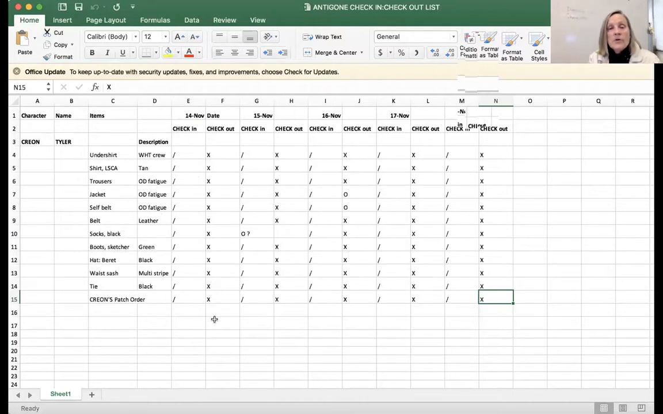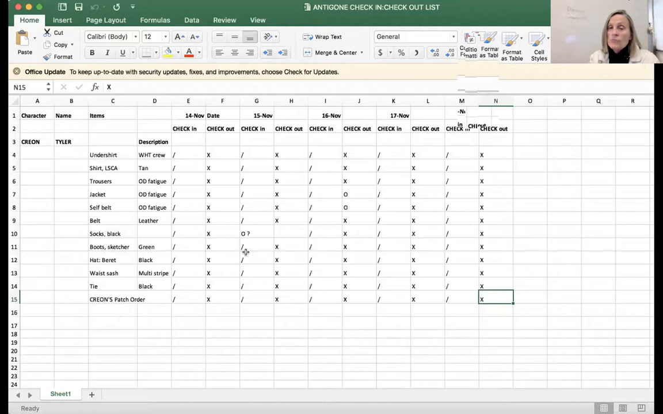Now, why do you need that for every day? Well, what if there's laundry? So on November 15th, we were looking at yes, undershirt, yes, shirt, jacket, self belt. Whoops, where's the socks? Then we're looking for socks. Okay. Then we're going to look for the socks. And then before the show, everything is in the dressing room in the order that the actor needs it. And that's the dresser's job.